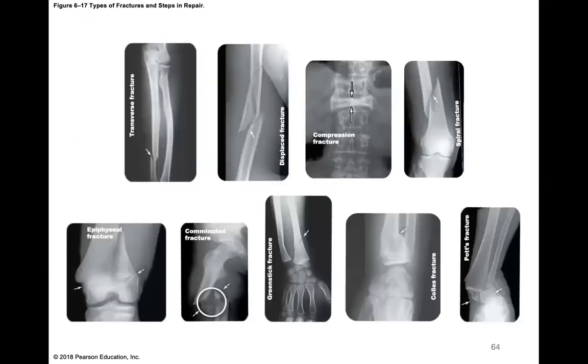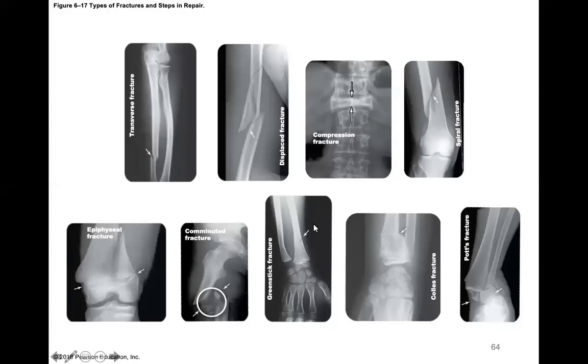You could have a transverse fracture, which just breaks across. Displaced, where the bone is actually physically displaced. Compression, where the bone is compressed down or pounded down. Spiral, a very common sports injury. This is a little bit of a twist here. Okay.